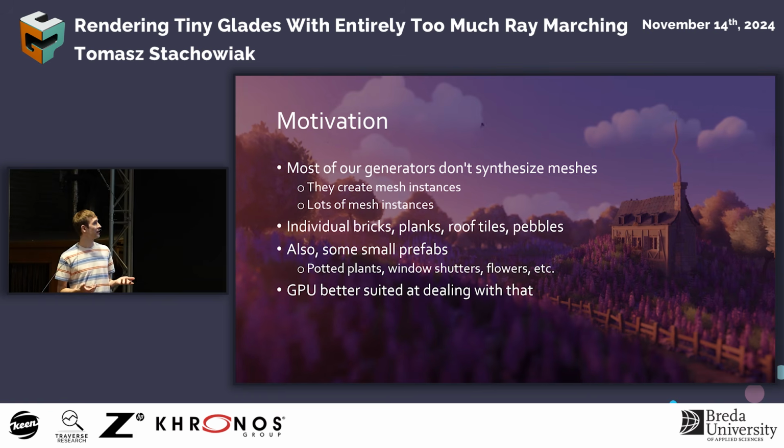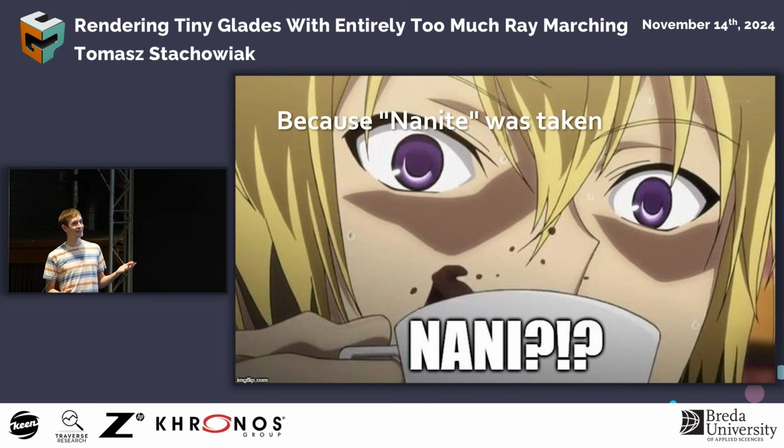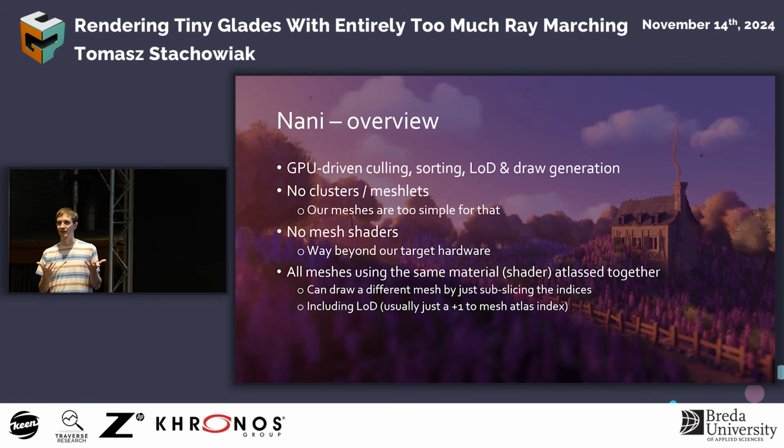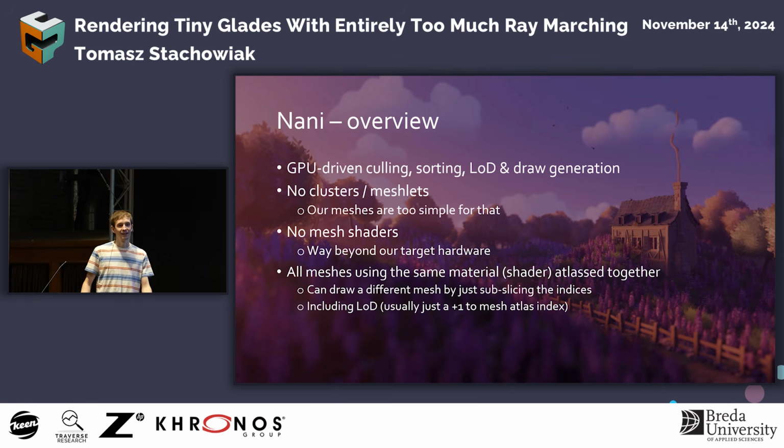But before you create a core rendering system, you have to name it, right? So everyone does that these days. But Nanite was already taken, so ours is called Nani. And what Nani does is perform GPU-driven culling, sorting, LOD, and draw generation. We don't use clusters or any of the new fancy stuff because our meshes are way too simple for that. Like our plank or brick would probably be just one cluster. And we don't use mesh shaders because our min spec doesn't support them.